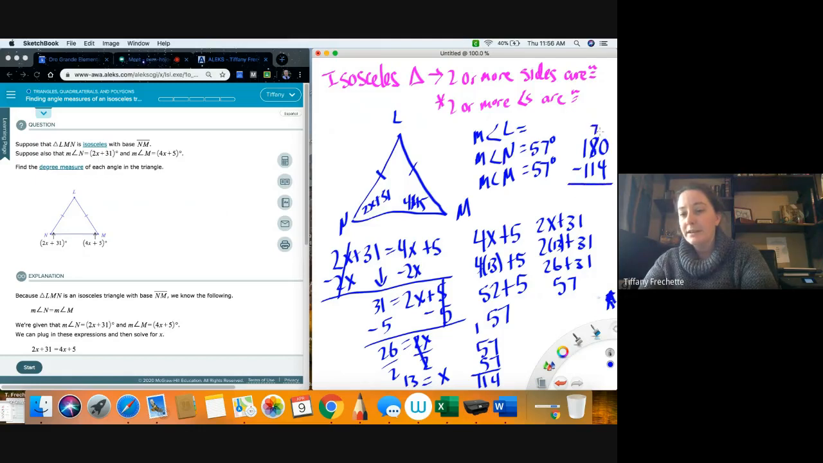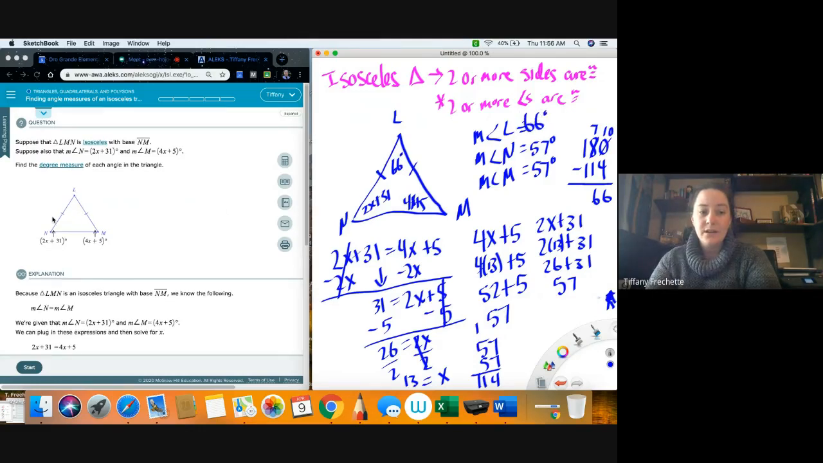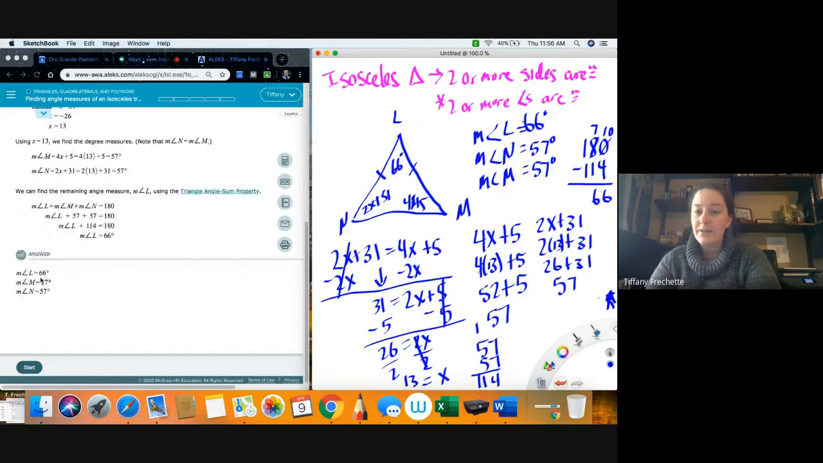So I'm going to go minus and borrow. We have 6 and 6. So we end up with 66 degrees in here. So these should be our three answers. We go to the bottom, we have 66, 57, and 57.